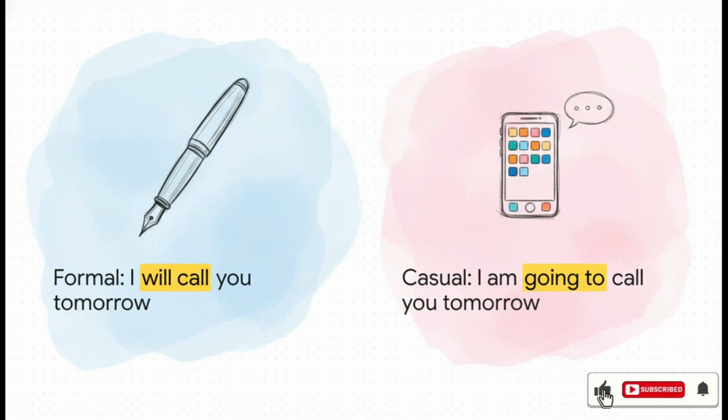Both statements carry the exact same temporal meaning, but will is traditionally your formal executive communication style, often shortened to I'll or he'll. Meanwhile, going to or gonna provides a much more casual alternative. Knowing exactly when to deploy the formal versus the casual form is a subtle but truly vital leadership skill.